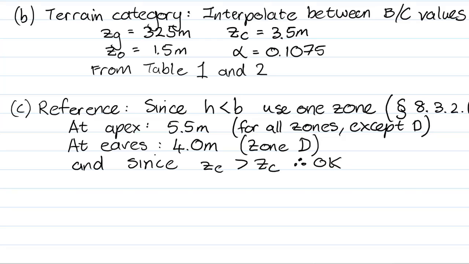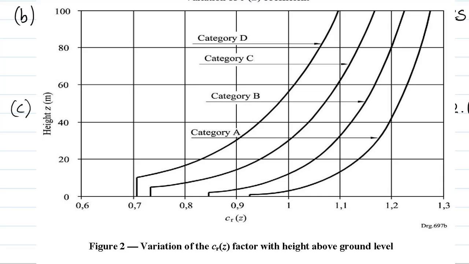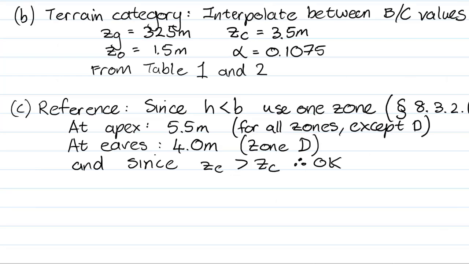ZC is the height at which no reduction can happen below this level. That's to do with the fact that you have accelerations due to the roughness of local buildings and trees and other obstructions. Below ZC, you can't adjust the wind speed anymore. So it's a fixed wind pressure up until ZC, and thereafter it increases with height.